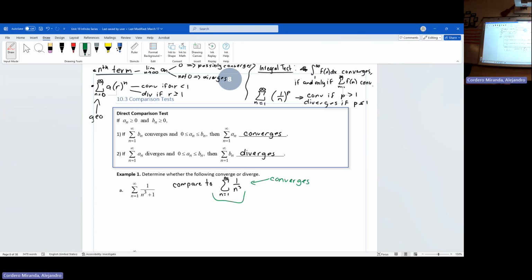No, okay, that's what I'm looking for. Yeah, it's a P series with P bigger than 1. One of these that I'm highlighting in green right now converges because it's a P series with P equals 3, which is bigger than 1.